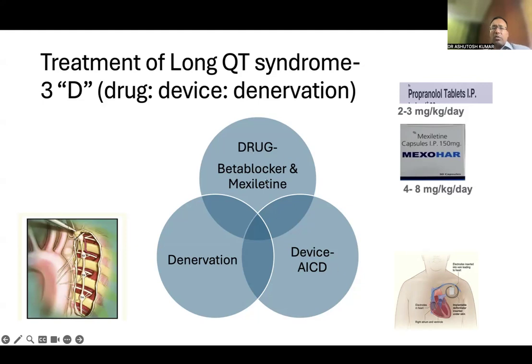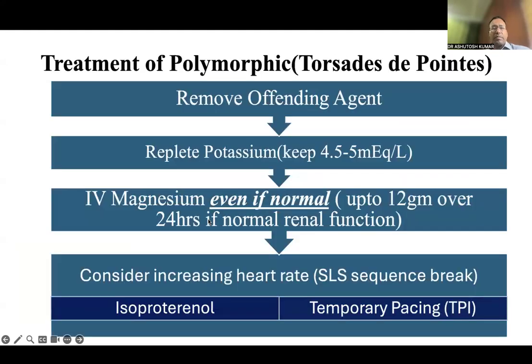And some patients who are not doing very well on the beta blocker, or are intolerant to higher doses of beta blocker, denervation, because sympathectomy can be one of the treatments, and it should be done wherever possible, where beta blocker is not well tolerated, or even after beta blocker the patient still has episodes. So denervation is an important therapy. So three Ds, remember: drug, device, and denervation.